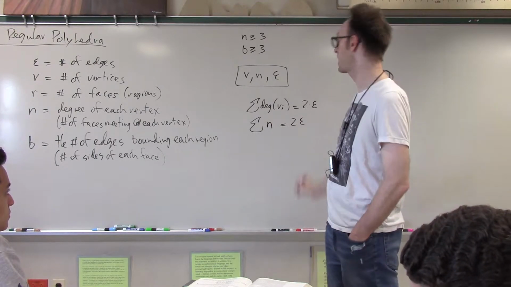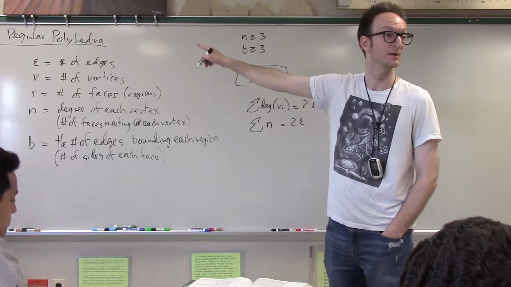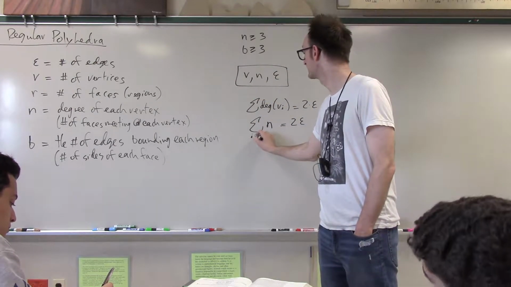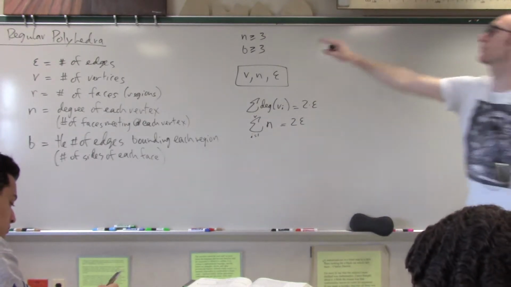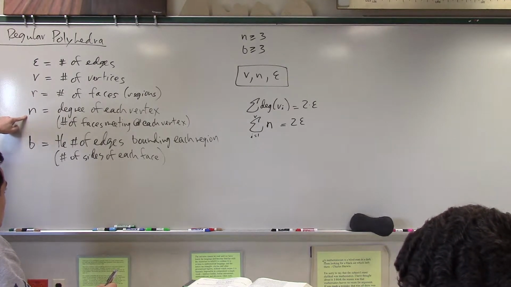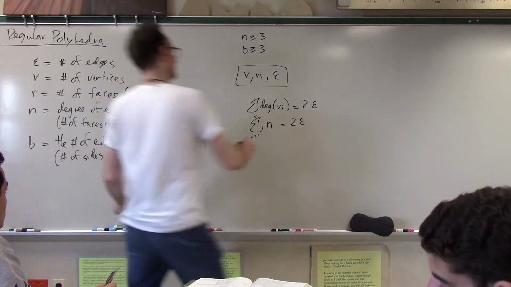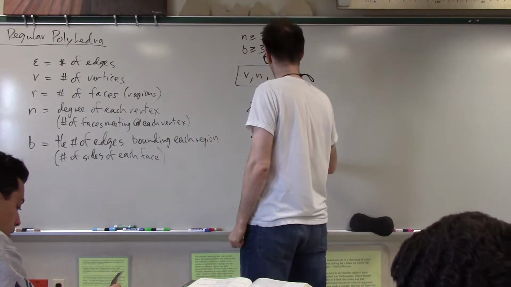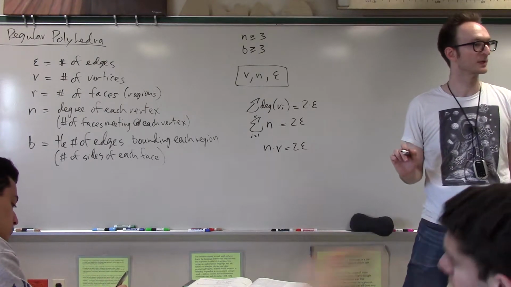And also, how many vertices are there? v. This is a strange way of saying this, but if the number of vertices is v and the degree of each vertex is n, then if you just multiply n times v, you will be double counting the number of edges. Do you want me to say that one more time, or are we good? Say it one more time.